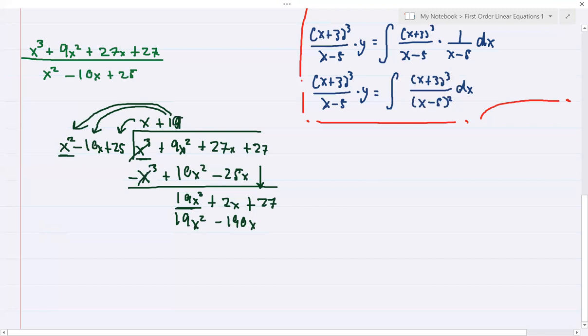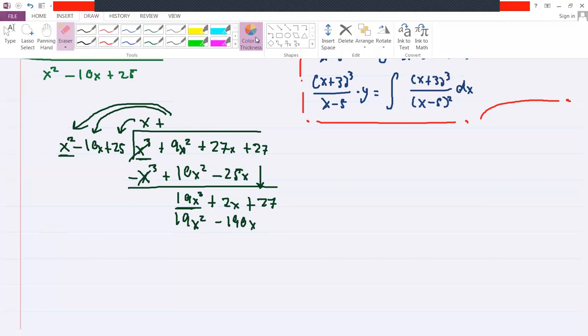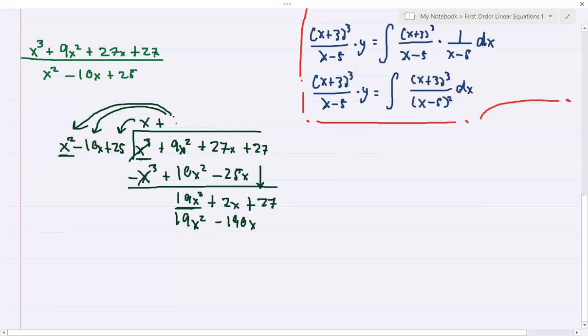By the way, this is 19. Wait, let me fix this one. So this is 19. Then next, 19 times 25. If I'm correct, this is supposed to be 475. Yeah, I'm correct. It's 475. So 19 times 25 is 475. So you're going to subtract them both.